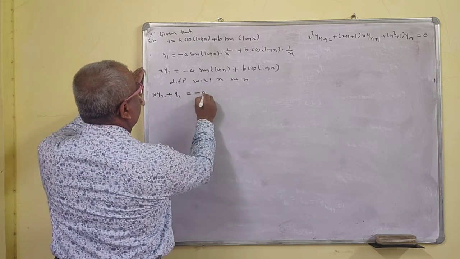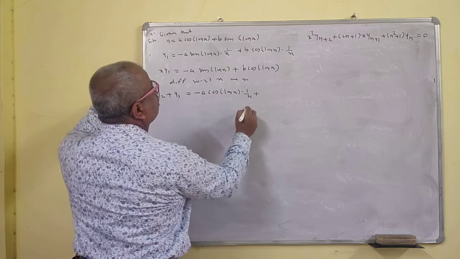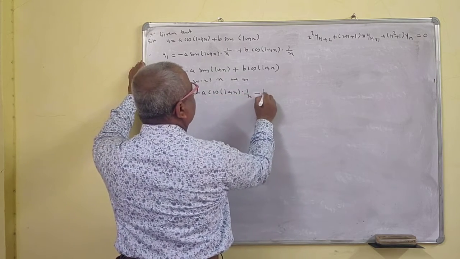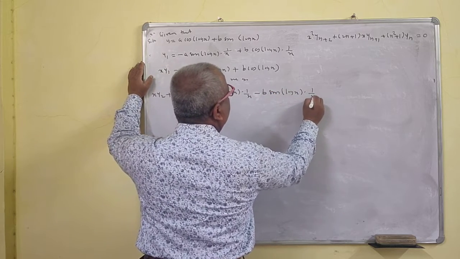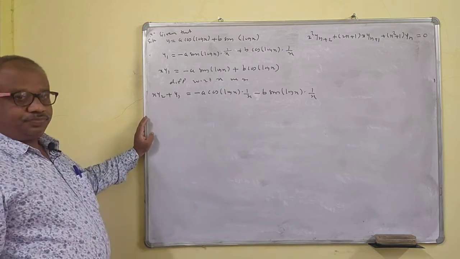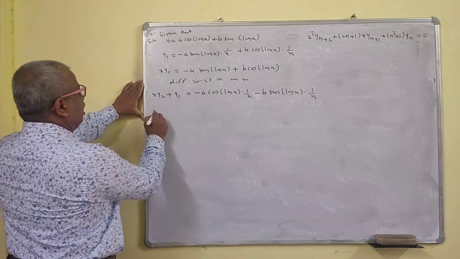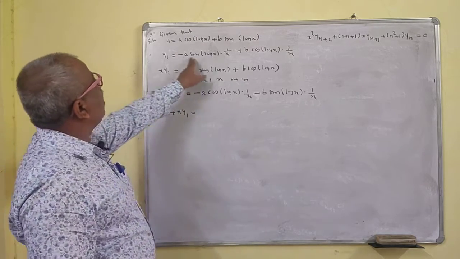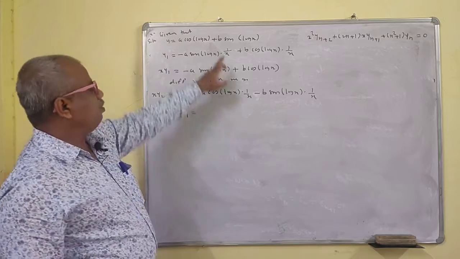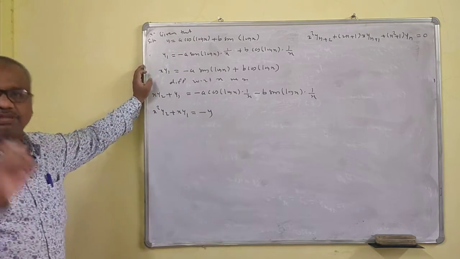So minus a cos of log x into 1 upon x, minus b sine of log x into 1 upon x. Now we will shift this x to this side. So what we get? x square y2 plus x y1, and see, this is your y now. If you take the minus sign common, it will be minus y.